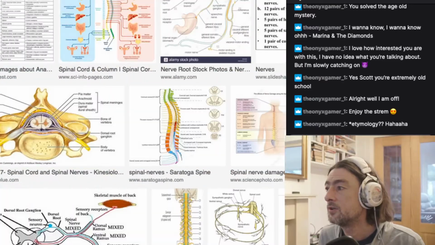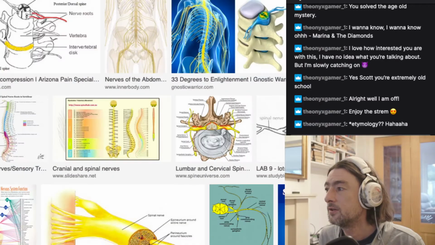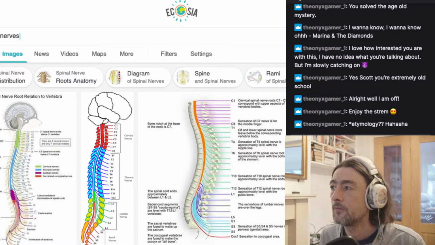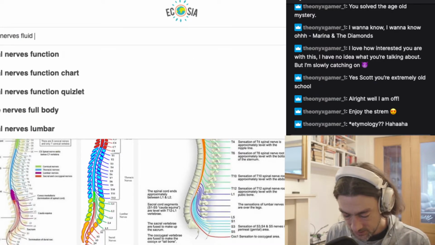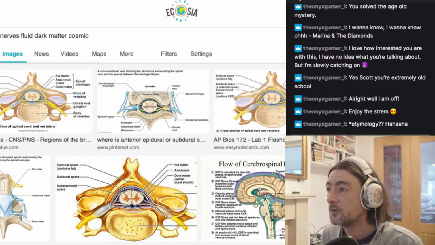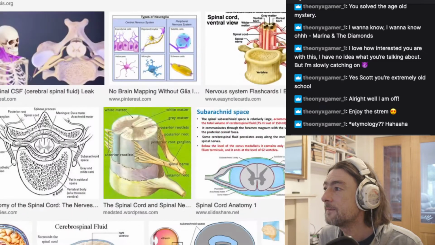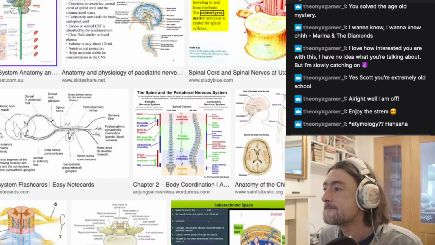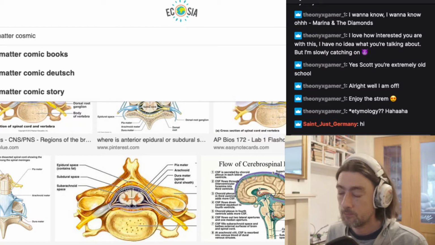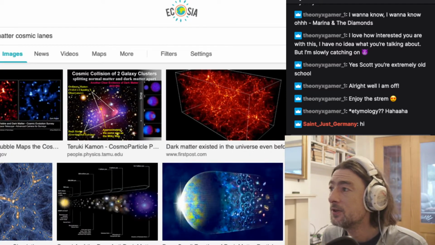This is not what I want. I kind of want a real, like, I want to see the fluid. And I also want to compare it to dark matter, cosmic. It's not going to bring it up, is it? Lanes. This will do it. Right. This is bringing up what I wanted.